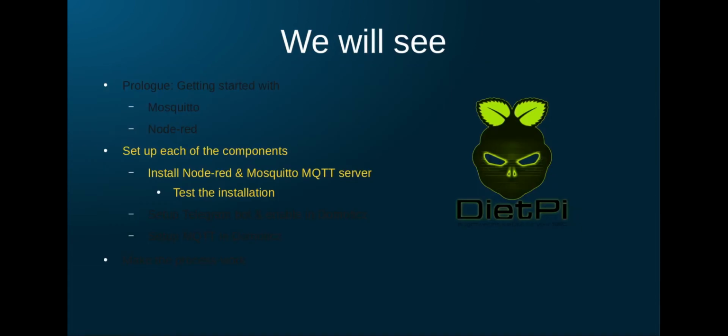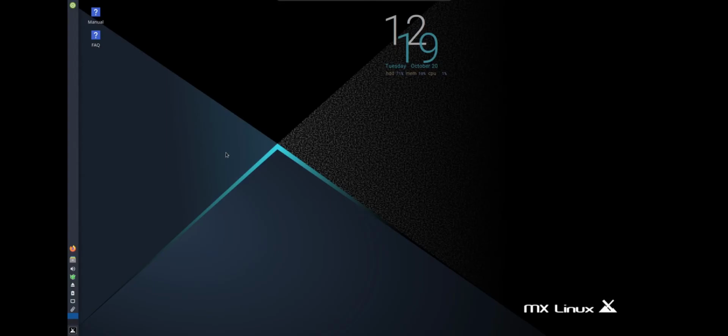To install this wonderful software, we can make use of the point-and-click installation wizard which Dietpi offers. Let's see how to install it and test the installation afterwards. Let's first install Node-red and Mosquitto on our Domoticz server.